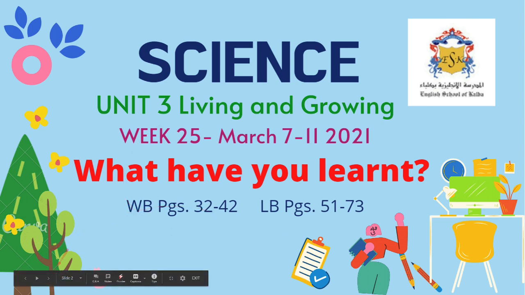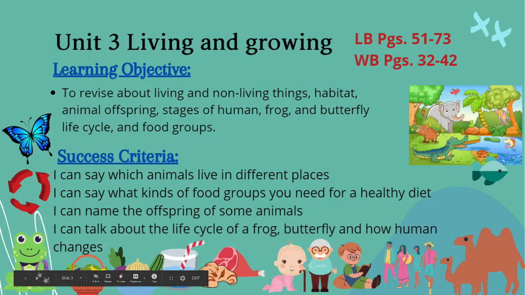There are things that are alive and never been alive. Also, we talked about animals living in different places or habitats, and you learned about their offspring. In this unit, we discussed the kinds of food groups we need for a healthy diet, plus water to live. Remember, we also learned about the life cycle of a frog and a butterfly, and how humans change through different stages.